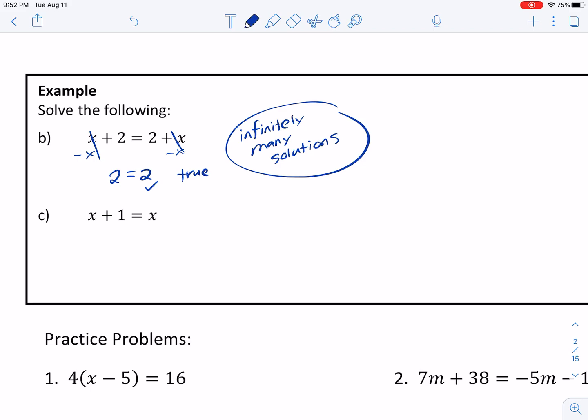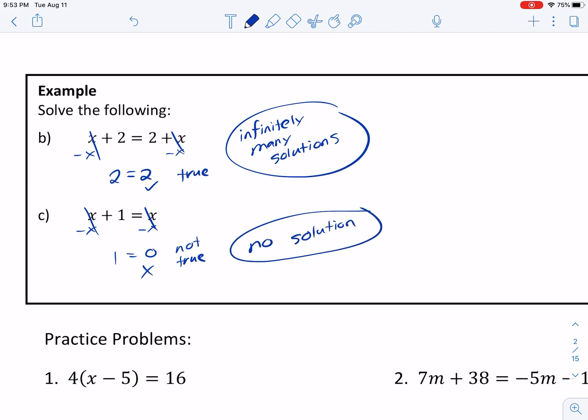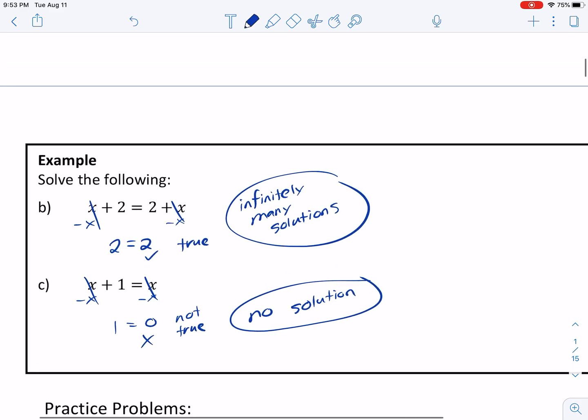For x plus 1 equals x, you could do the same thing. Or if you notice you have an expression and there's no coefficient in front of x that are different on both sides, well, you're going to get something that's not true here. We get 1 equals 0. That's not true. So this would be an example when there is no solution.